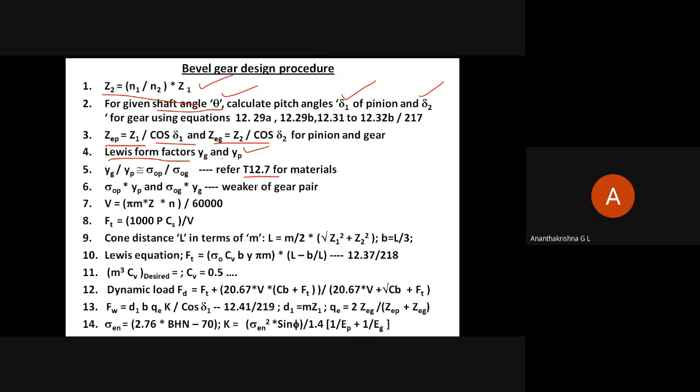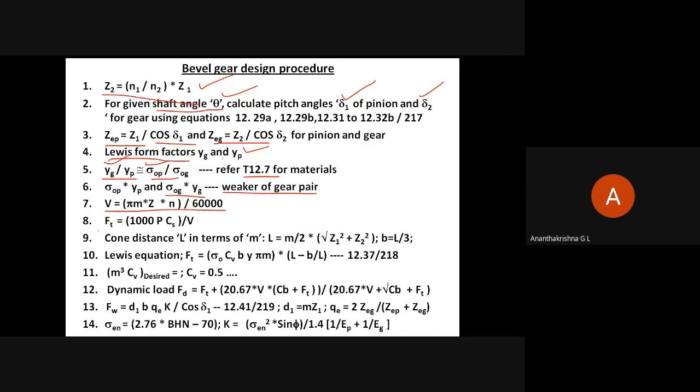And from table 12.7, choose two appropriate materials such that the ratio of their allowable static stresses, sigma naught P by sigma naught G, is almost equal to the Yg by Yp ratio. Then find out the weaker of the gear pair by sigma naught P Yp and sigma naught G Yg. Whichever is the weaker of the gear pair, the further design is going to be based on it. Then find out the surface velocity V. You are going to get it in terms of module, in meters per second.